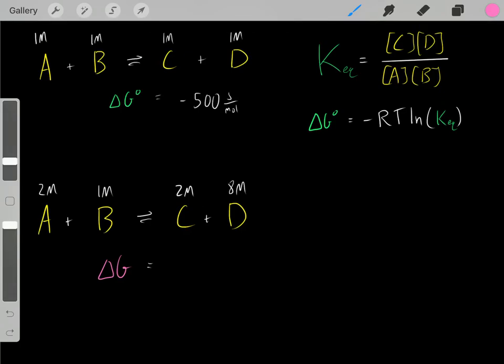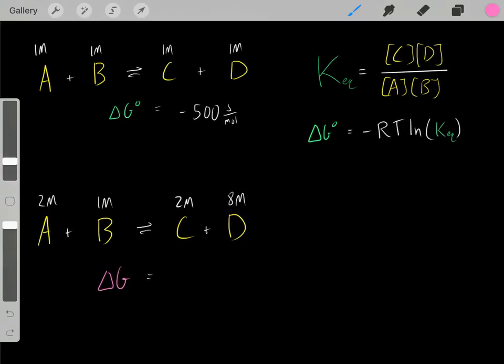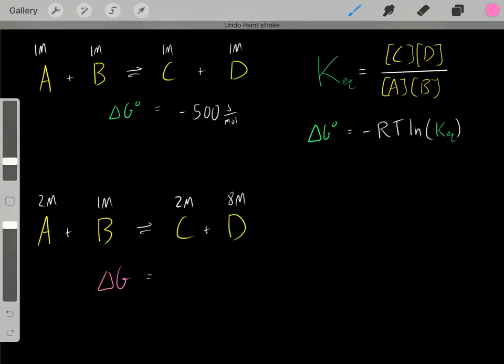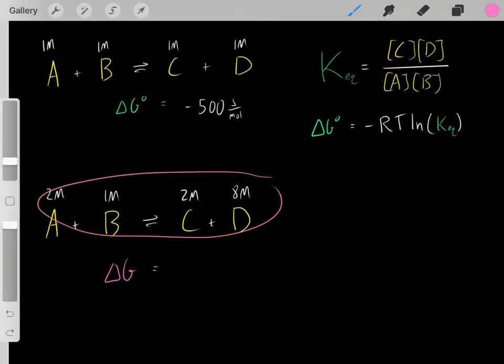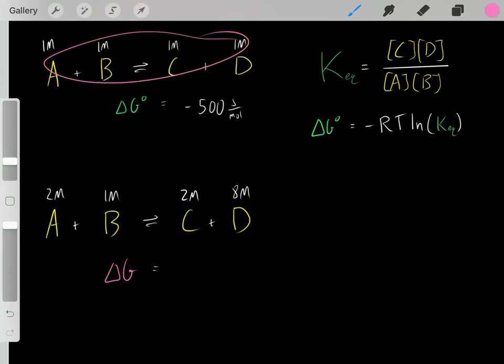And most of the time, we won't be at standard state conditions. This is kind of idealized. When we're at perfect standard state conditions with 1 molar concentrations, then this is how much free energy is released. However, we usually don't have standard state conditions. This represents a more realistic situation when we're not at these perfect standard state conditions.